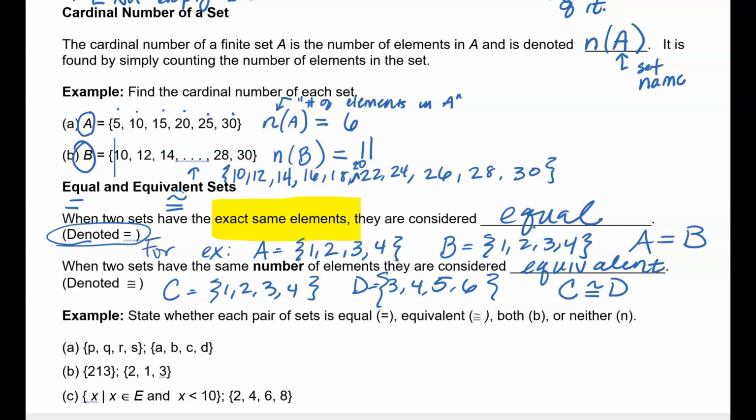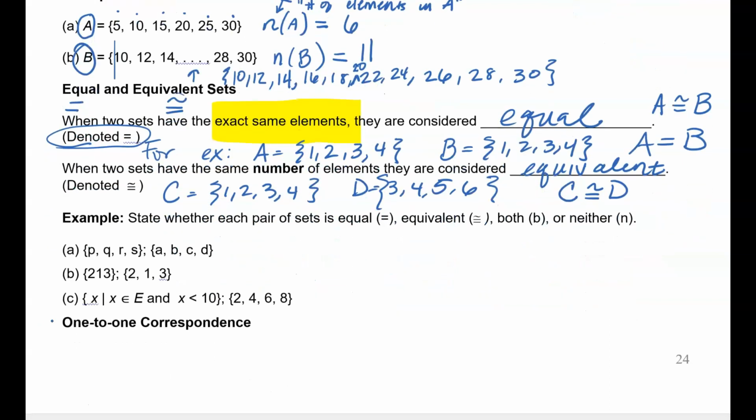And actually, if you look above, is A equivalent to B in the example above? Are there the same number of elements in A as there are in B? And the answer is yes. You can actually say A is equivalent to B also. So they're equivalent and they're equal, as opposed to C and D, which are only equivalent. And another way to tell whether or not sets are equivalent, and I've actually got this at the bottom of the page here, is to do a one-to-one correspondence.